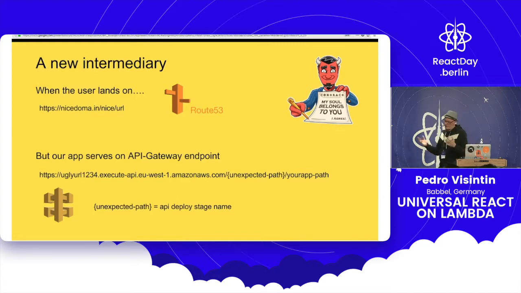So now we have a new intermediary. Before, we had a node application running on a Linux stack or Docker or Dokku, whatever. Now we have the API Gateway in between, and we have the Lambda function in between. So when the user lands on a nice domain, we get a request into this endpoint with an ugly URL, whatever, and we get a nasty surprise: a path prefix that is the stage of the API Gateway there.